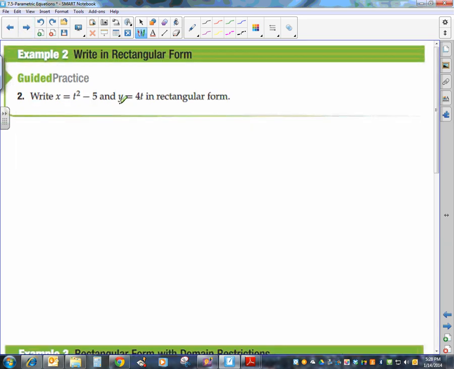We have to be able to take a set of parametric equations and put them in rectangular form. And it's pretty straightforward with what you see. x equals t squared minus 5, y equals 4t. So I'm going to take this equation and solve it for t. So t equals y over 4. And then I'm going to plug it into that equation.